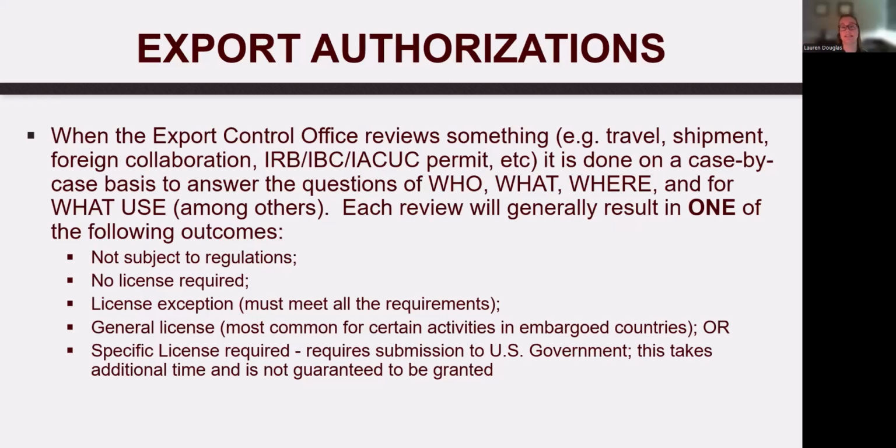There could be a general license that allows something to happen. This is typically an OFAC thing to provide a service, like they can take a course here. And sometimes a specific license is going to be required. That means the Export Control Office is going to submit an application to the federal government to say, hey, we have this thing that needs to go to this place. Can we get a license to do this? It takes a lot of time right now, and it's not guaranteed to be granted. But if you go ahead and take that thing to that place without getting it, that's illegal. Don't do that. So that's what we are looking for when we're doing our export control reviews.